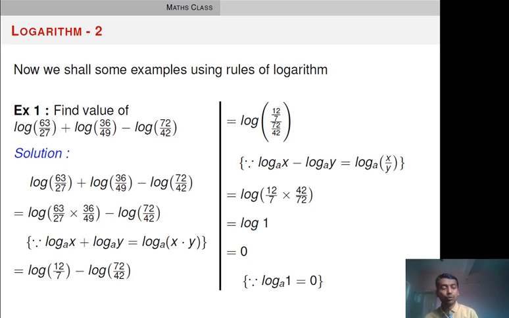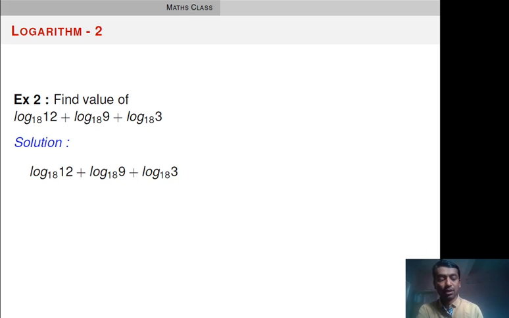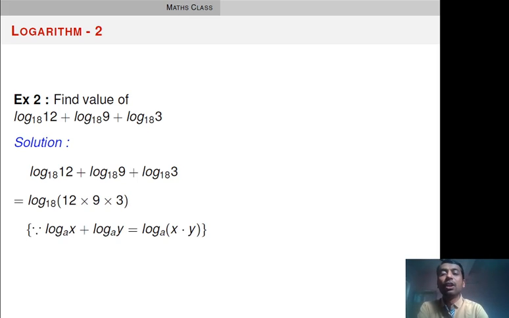Okay, let's move towards the next example. Find out value of log 12 base 18 plus log 9 base 18 plus log 3 base 18. Addition of three logarithm functions is given, and all three have the same base 18. It means using the rule number 6, this addition will be converted into multiplication with common log function. So we can write this is equal to log 12 into 9 into 3 base 18. Multiply all the numbers inside the bracket. So we get log 324 base 18.